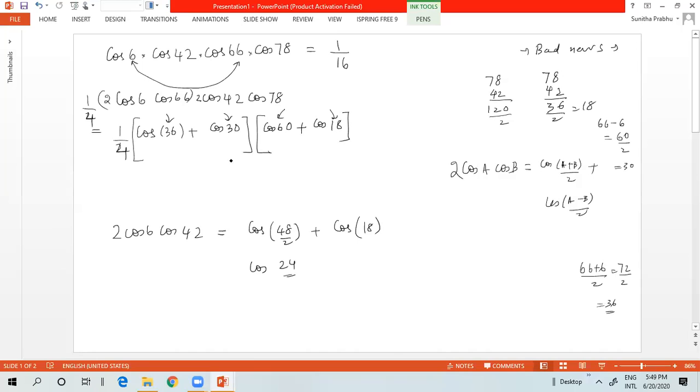Go ahead and plug the values and tell me what you get. Cos 36 is equal to (root 5 plus 1) by 4. Cos 30 is root 3 by 2. Cos 60 is half. And cos 18 is root of (10 plus 2 root 5) divided by 4. All the values are right now; I don't need to cross check.